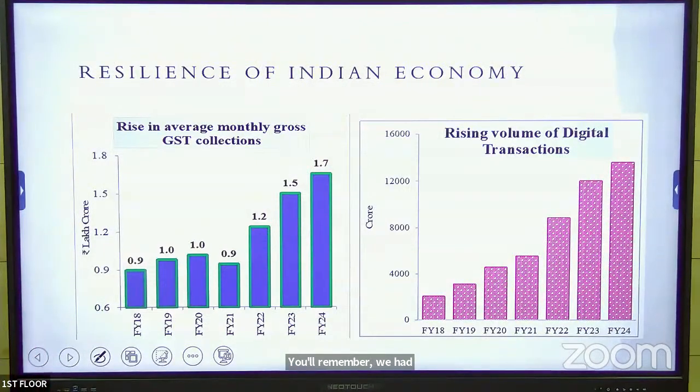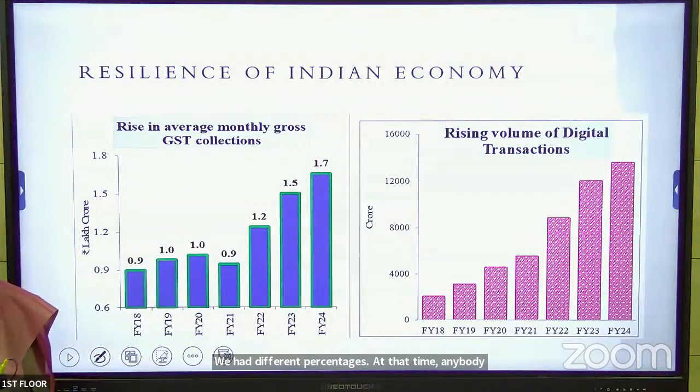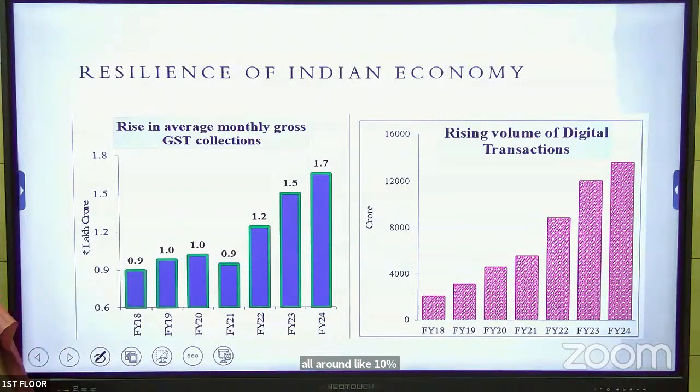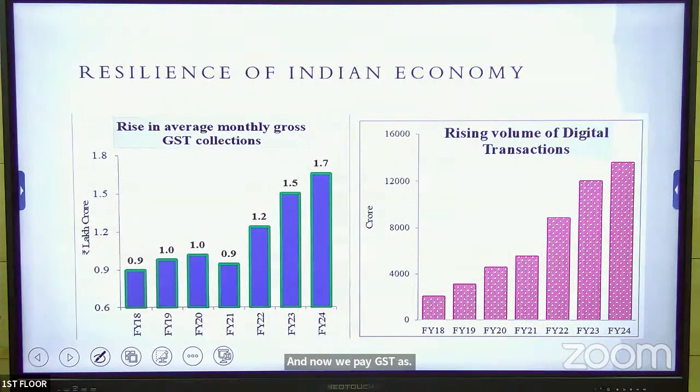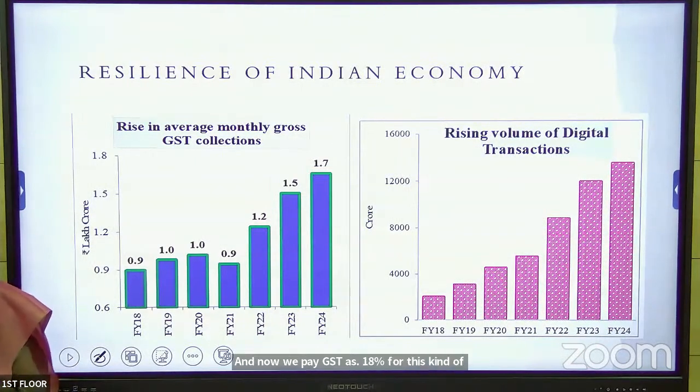Value added taxation and service taxes were given separately, and we had different percentages. At that time, anybody remembers any percentage over there? Service tax was all around 10%, then it became 12%, then it became 15%. And now we pay GST at 18% for this kind of services.